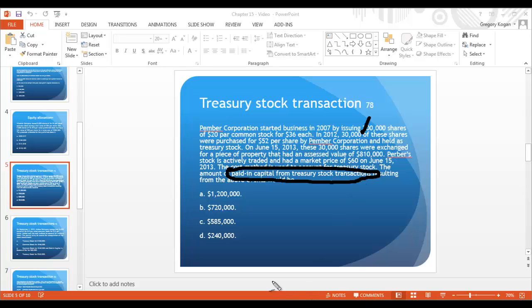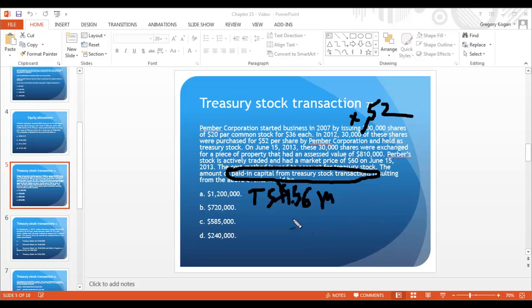So what we do is 30 times 52, just to see how much money that is, right? So at first we start by saying treasury stock, which we debit because we purchased it, for 1.56 million, right? This is just how much it is, 30,000 times 52. And we just credit cash, right?